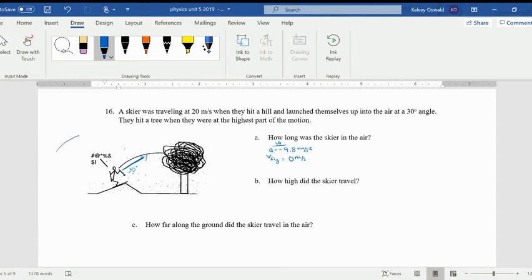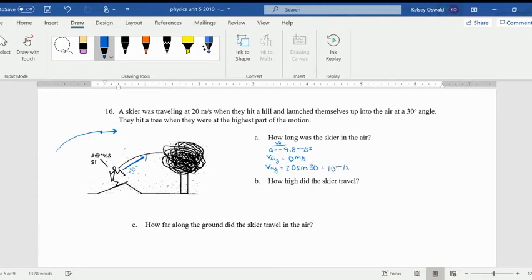Because at that maximum height, all of our velocity is entirely horizontal. Okay, there's no vertical component there. And then since we know our initial velocity and the angle that it's at, we can also find that initial y component, the initial vertical velocity. Again, our y's are opposite, so we're going to use sine here. So 20 sine 30, I believe it's going to give us a 10, but let's check. Yep, in meters per second.